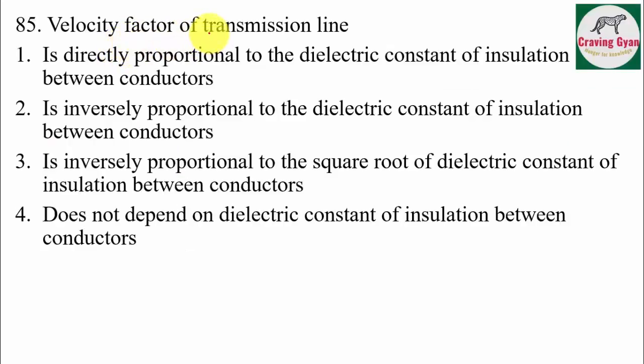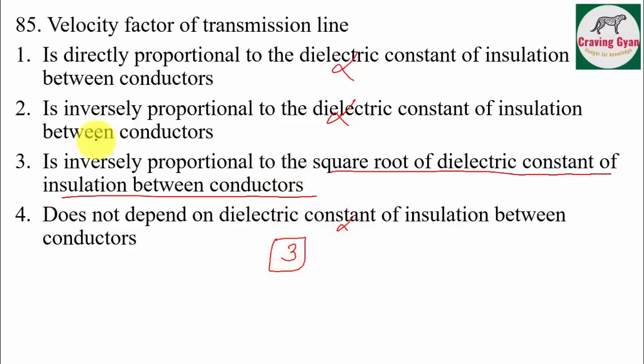85th question, velocity factor of transmission line is inversely proportional to square root of dielectric constant of insulation between conductors. So the suitable option that's going to follow is option 3 is correct. Velocity factor of transmission line topic is important.